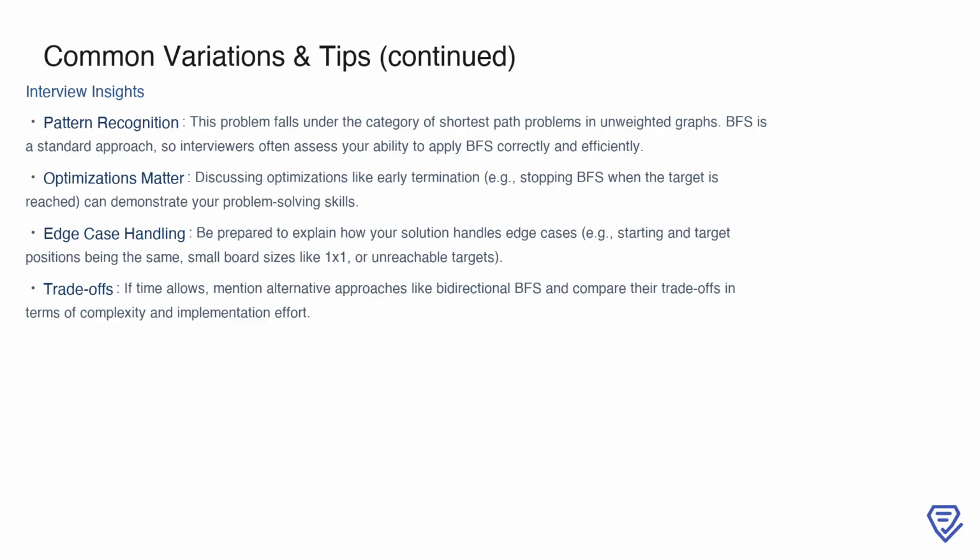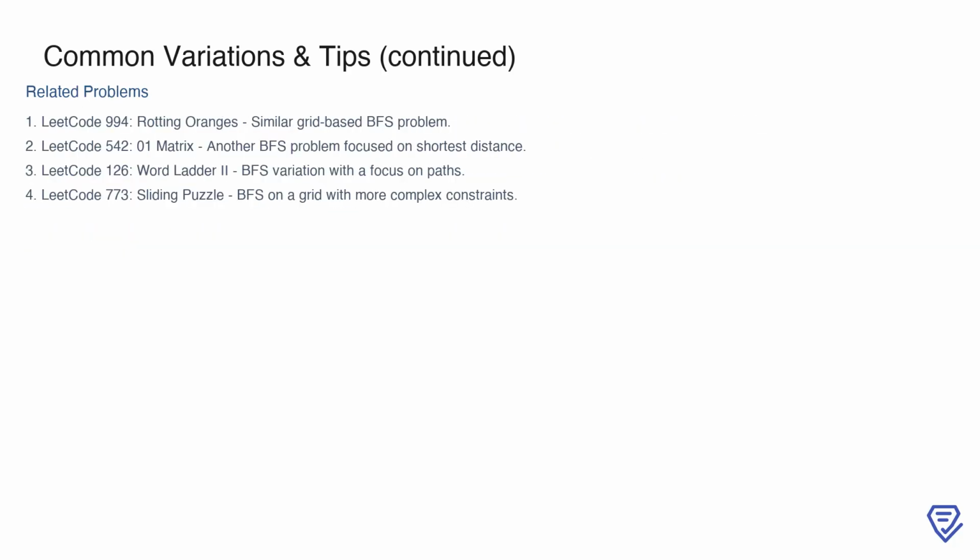Additionally, discussing trade-offs between different approaches can set you apart. For example, mentioning bidirectional BFS and comparing its complexity with standard BFS shows a deeper understanding of problem-solving strategies. There are also several related problems that can help you strengthen your BFS skills. For instance, LeetCode problem 994, Rotting Oranges, involves a similar grid-based BFS approach.